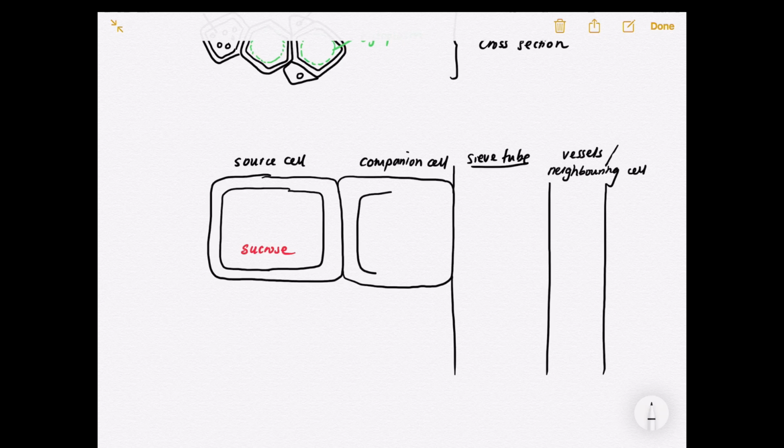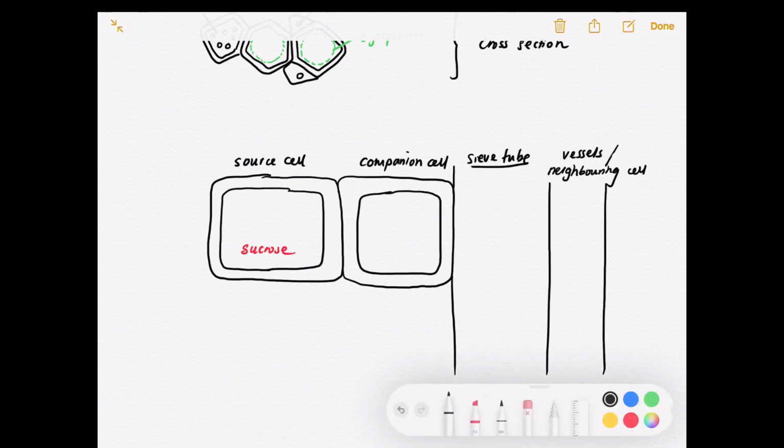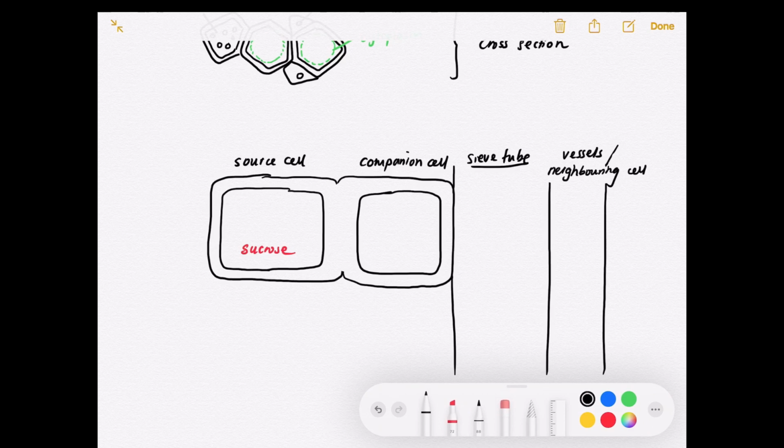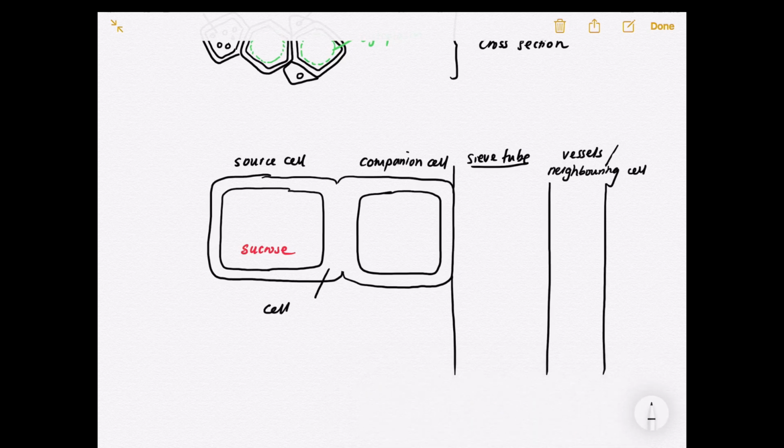Okay, I'm not drawing to scale because I need to focus on what is happening within the wall. So this will be the cell wall. So how does the sucrose enter the companion cell?